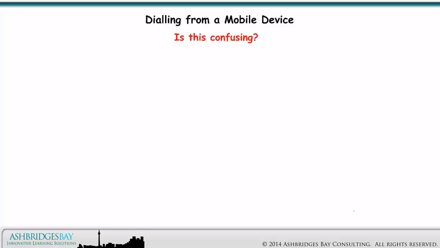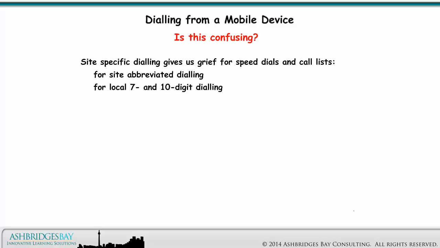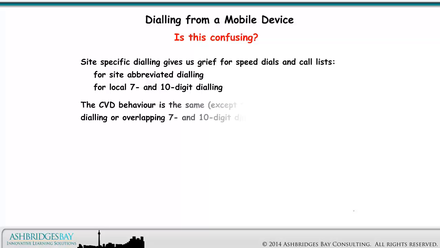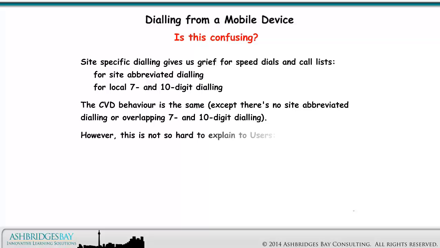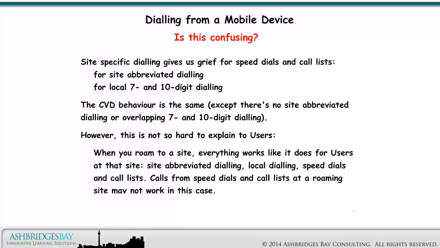Is this confusing? Site-specific dialing gives us grief for speed dials and call lists, for site-abbreviated dialing, and for local 7 and 10-digit dialing. The CVD behavior is the same, except there's no site-abbreviated dialing or overlapping 7 and 10-digit dialing. However, this is not so hard to explain to users. When you roam to a site, everything works like it does for users at that site. Site-abbreviated dialing, local dialing, speed dials, and call lists. Calls from speed dials and call lists at a roaming site may not work in this case.